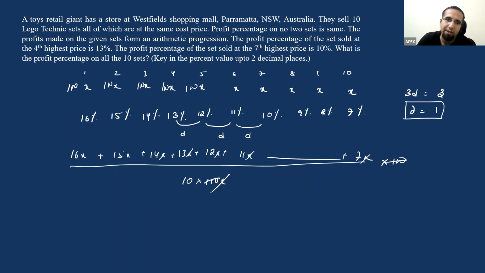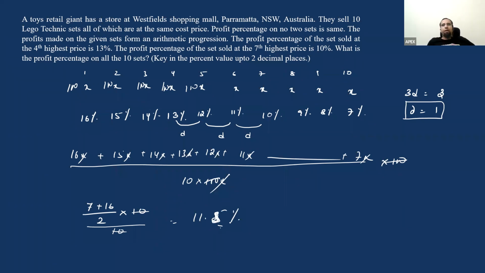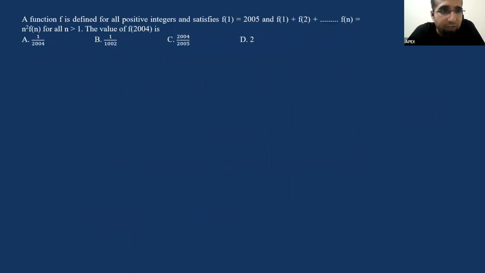So the sum of 10 terms in an arithmetic progression: the average is first term plus last term by 2, into 10 is the sum total. Divided by 10 should be your profit percentage. 10 and 10 get cancelled. 23 by 2 will give you 11.5 percentage, which should be your required answer. And therefore, to 2 decimal points, your job is to enter 11.50 as your answer in this question. Clear? Let's move to the next question, guys.